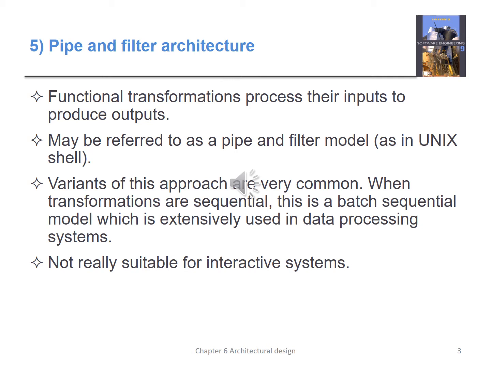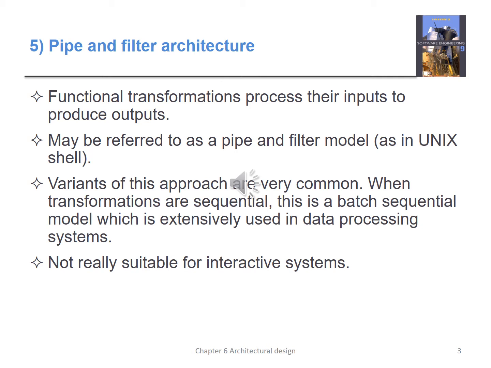So we're saying here, functional transformations process their inputs to produce outputs. So we transform from process to process. The output of one process goes as input to the one that comes after it, and so forth until we reach the end of the process. This may be referred to as a pipe and filter model, as in the Unix shell.